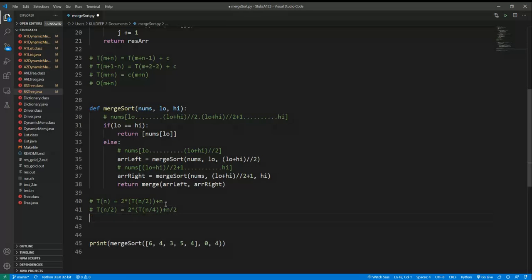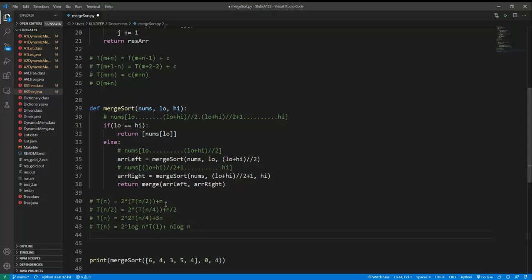Now suppose I substitute this T of n by 2 into the equation for T of n, and it will look something like this. If you keep on doing this, you will see the pattern that it is 2 raised to the power log n base 2 times T of 1, which is a constant time, plus n times log n.